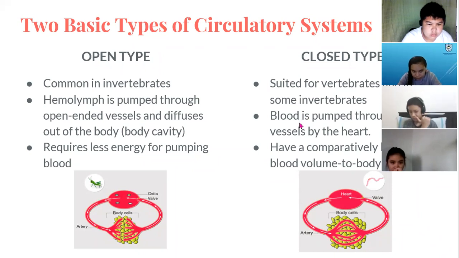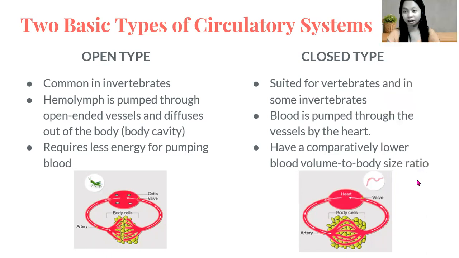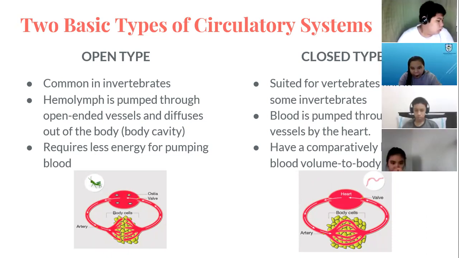And ang pinagkaiba pa doon, may dugo. Dugo na ang kulay ay pula, no? Red most of the time because of the presence of hemoglobin. Hemoglobin gives our blood its red color. So it has a comparatively lower blood volume to body size ratio. So it requires higher energy in order for blood from the heart to go to other parts of the body.